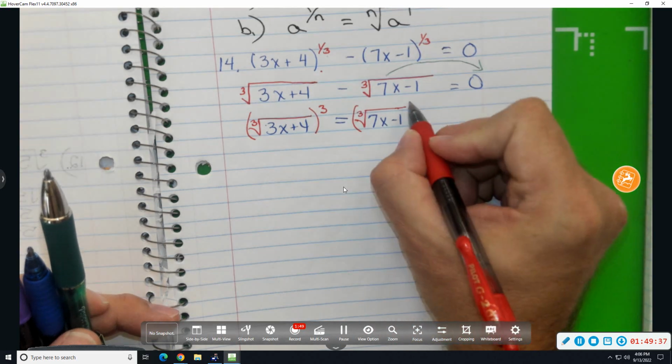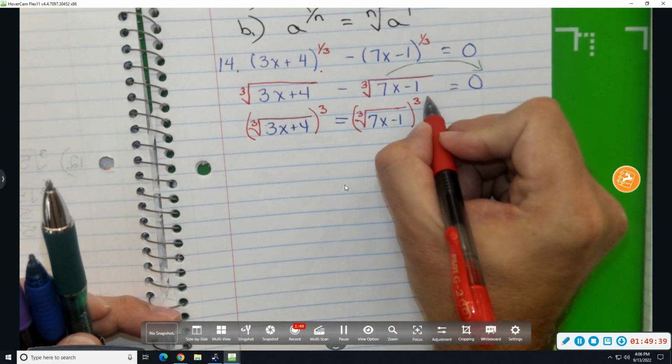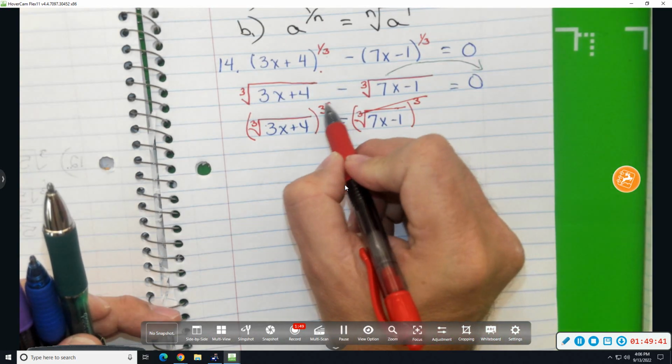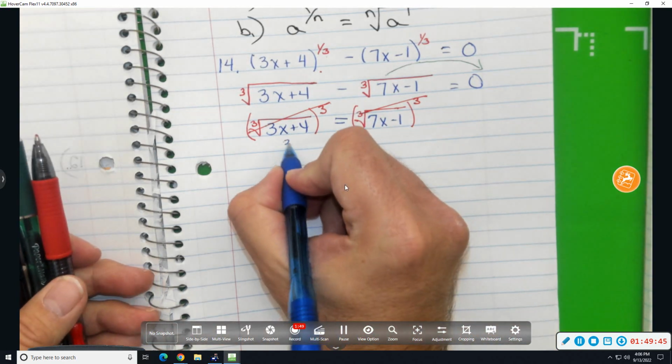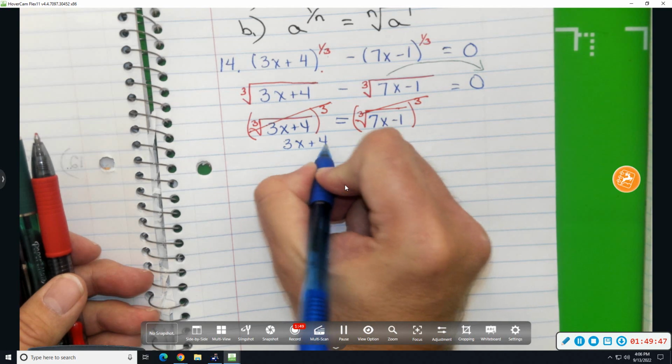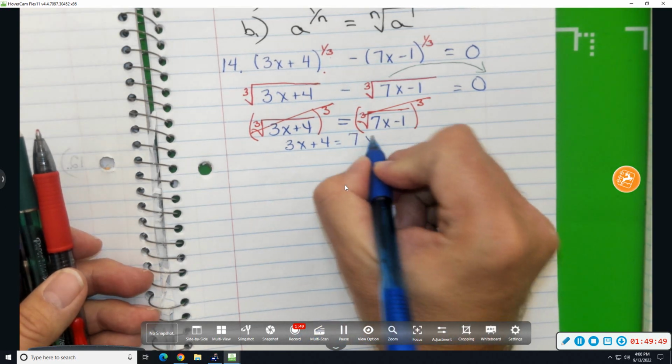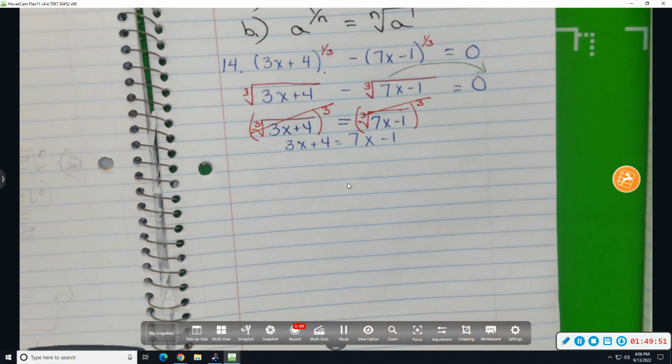Cube both sides. Now this is going to get real nice. Cubing both sides, what are we going to have on the left side? 3x plus 4 equals 7x minus 1. Yeah. It's just a linear equation. Get all the x's on one side and the numbers on the other, however you want to go about it.